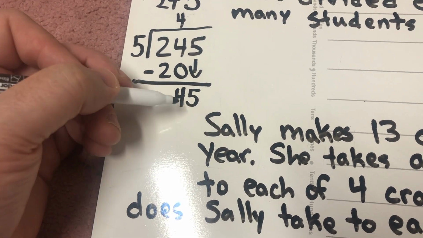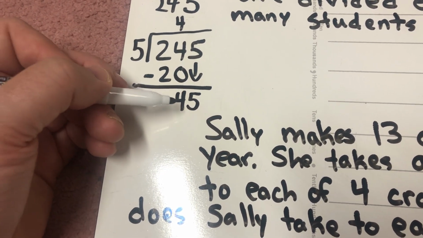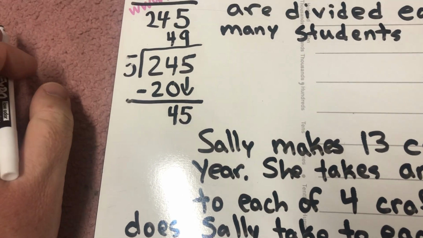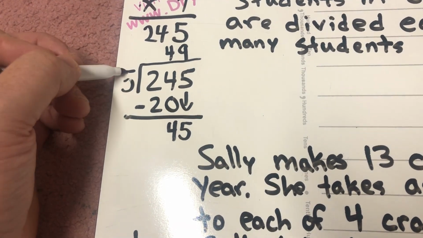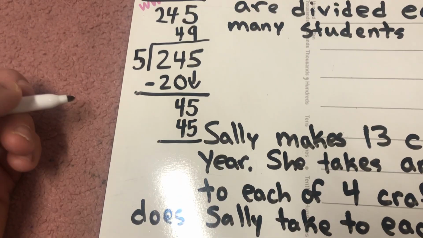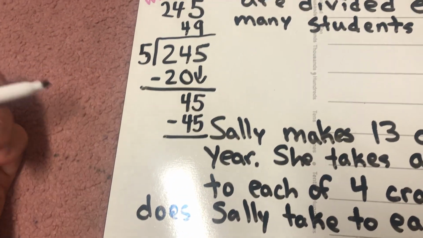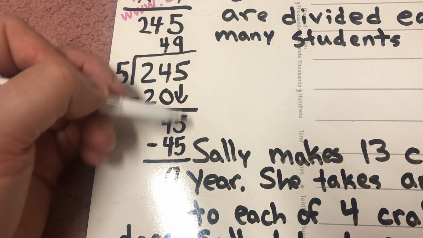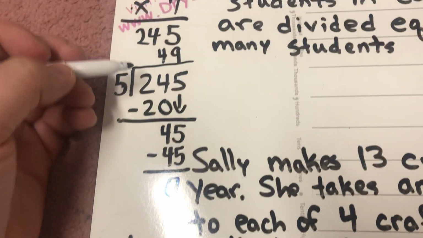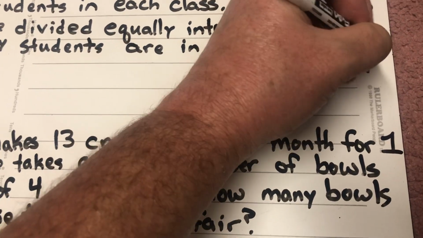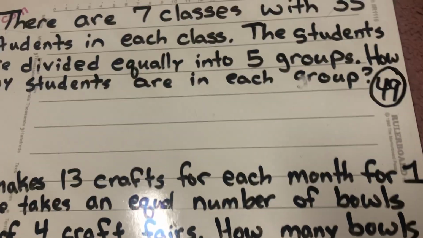After I bring down, I have to start over again, which means I'm dividing. 5 can go into 45, I think that's 9 times. After I divide, I multiply. 5 times 9 is 45. After I multiply, I subtract. 45 minus 45 is 0. There's no numbers left to bring down. There's none left over. I get an answer of 49, and my answer to my question, how many students are in each group? My final answer is 49.